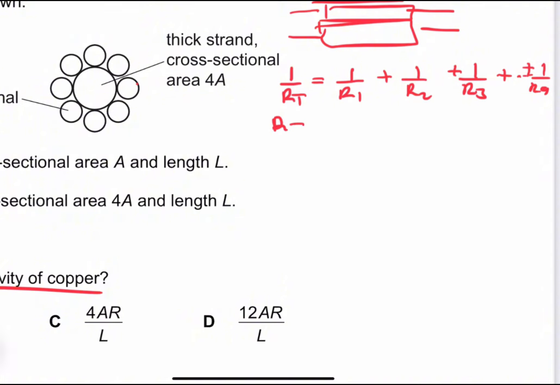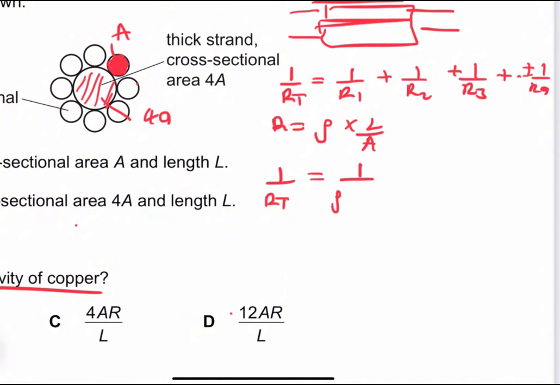But remember, I said that resistance is equal to the resistivity times length over area, because resistance is directly proportional to the length. The longer something is, the greater the resistance. The cross-sectional area also matters. So resistance and area are related, and resistance and length are also related. So we can then say 1 over RT. These small wires have a cross-sectional area of A, and this big wire has a cross-sectional area of 4A. So your R will be rho times L over A for these small ones, times 8 of them.